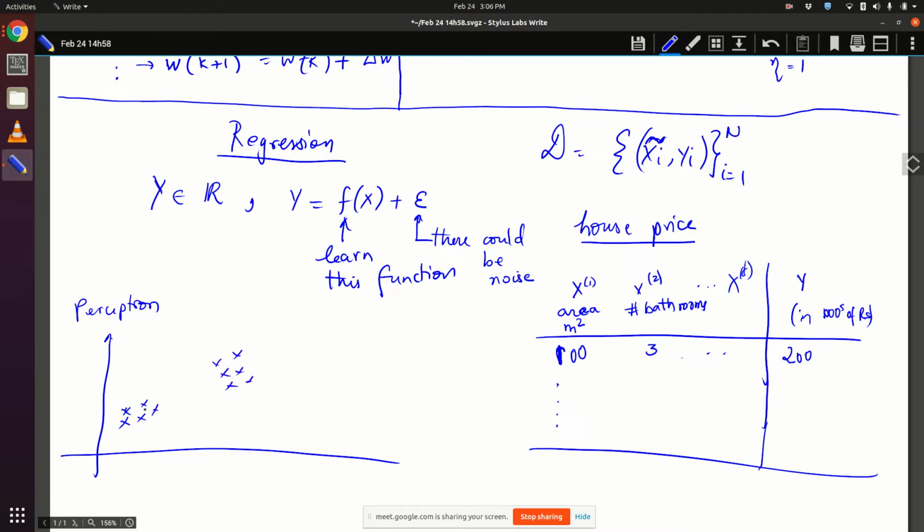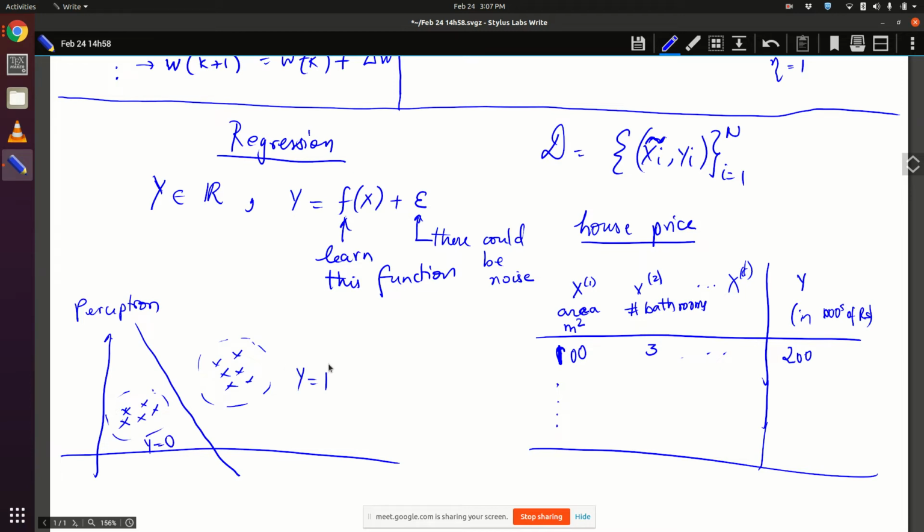Let's say these are all class 0 points, these are class 1 points. The diagram that we drew for the perceptron was that we have to find a hyperplane that separates them. So these are all, let's say, y equal to 1 points, these are all y equal to 0. So this was the goal in perceptron. We want to be able to do it.